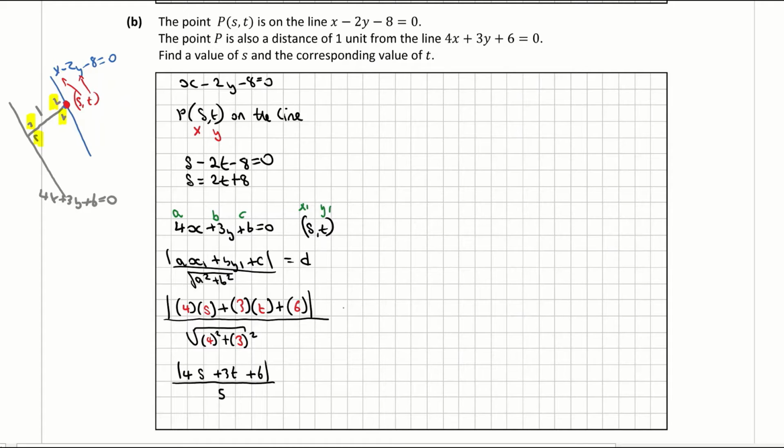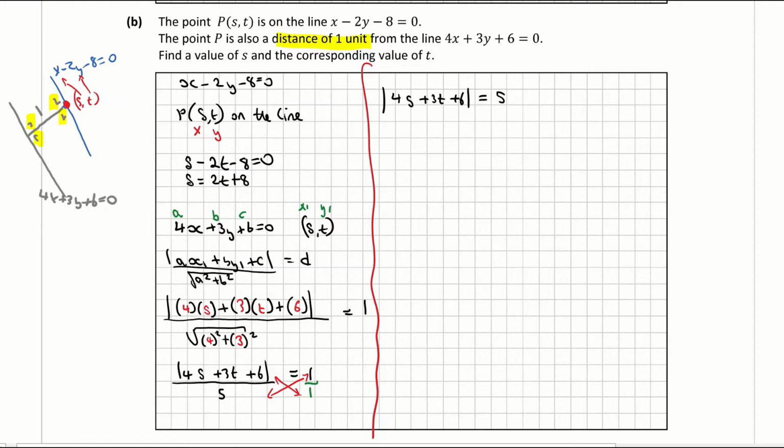Now don't forget, this is equal to my shortest distance, and they tell me in the question that the distance is 1 unit. So I'm letting this equal to 1. What I'm then going to do is put that 1 over 1, to make it a fraction. If a fraction equals a fraction, a quick way is to cross multiply instead of getting a common denominator. So I get the modulus of 4s plus 3t plus 6 is equal to 5 times 1, which is equal to 5.